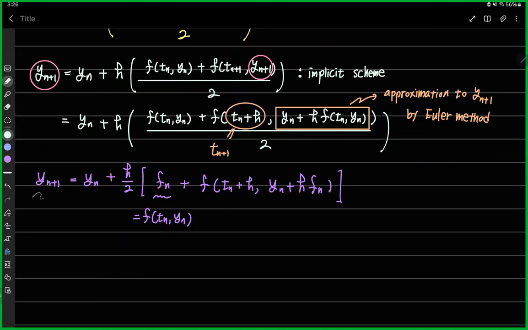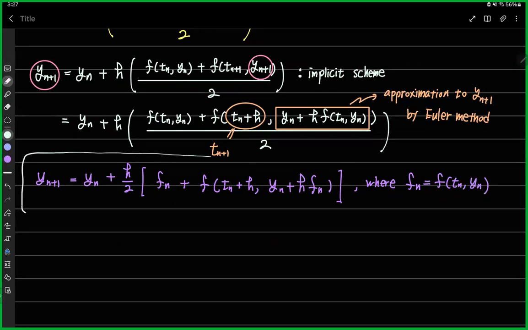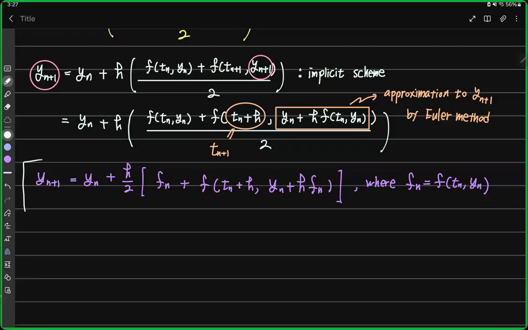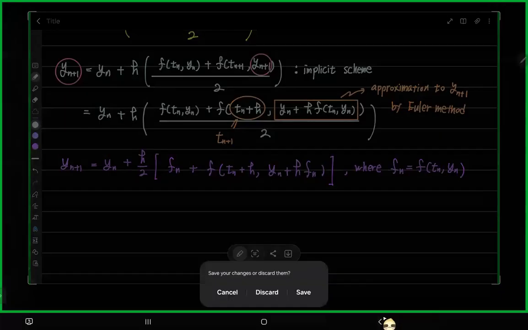Where f sub n means f of t n comma y sub n.